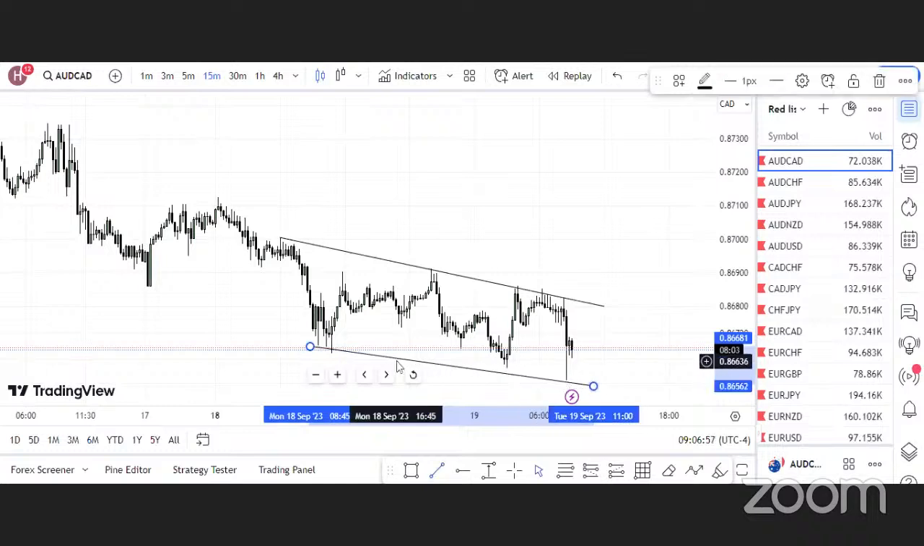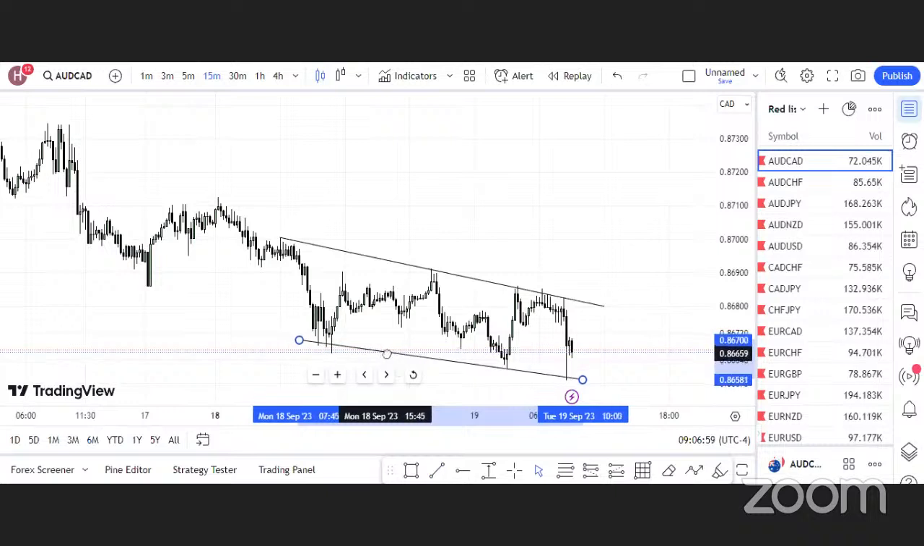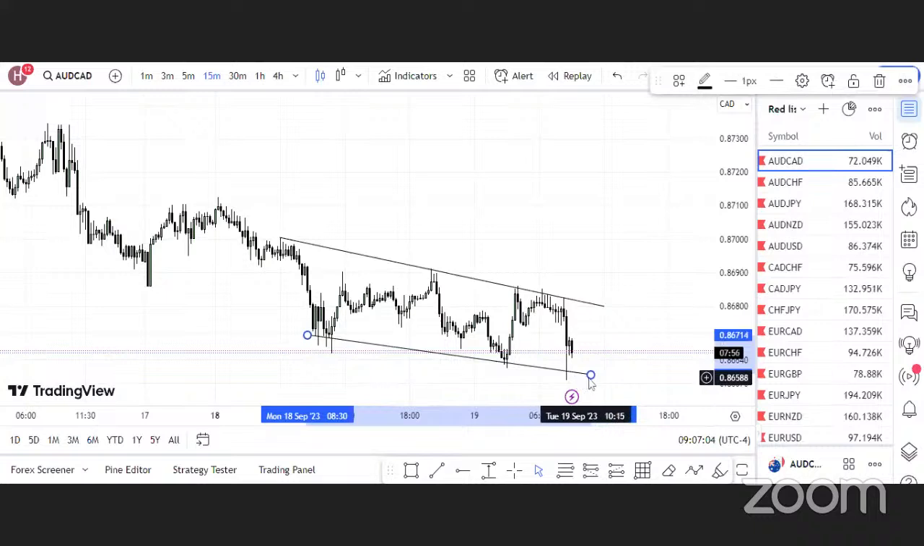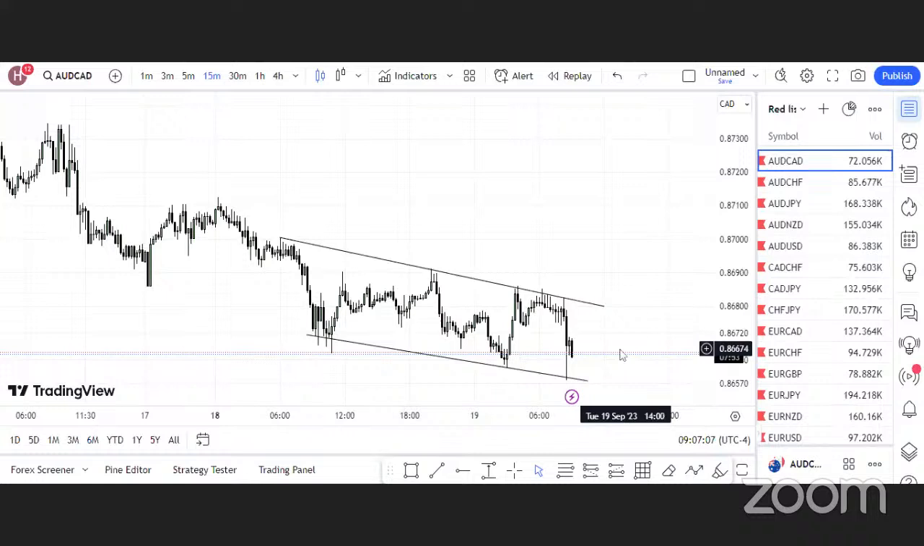So let me just make this analysis and see where the market is heading to. Okay. So this is the 15-minute time frame, and this is the 30-minute time frame.